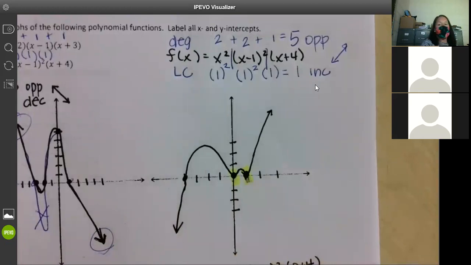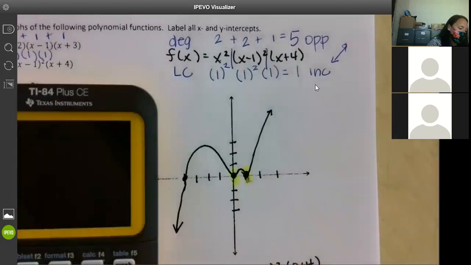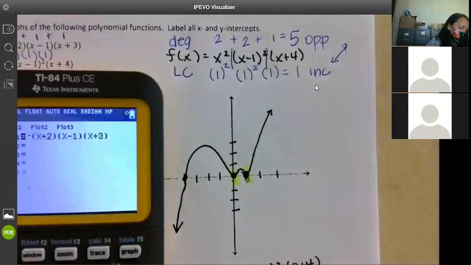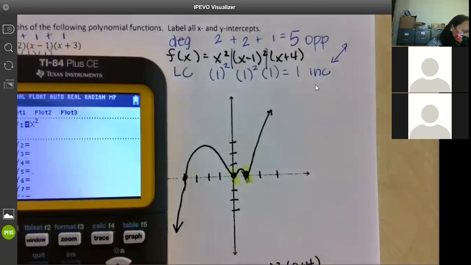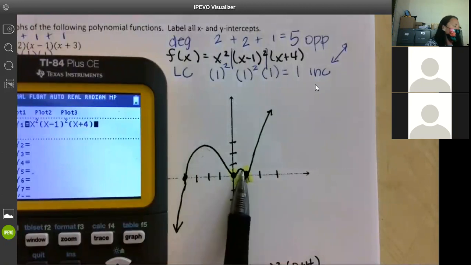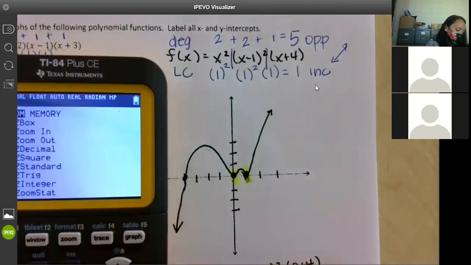Check it in your calculator. Okay, so we're going to check it in our calculator real fast, and then we'll be done. And you can put it in the factored form. It's fine. X squared, x minus 1 squared, x plus 4. And like I said, this may be too high. This may not be high enough. I don't know. Zoom 6.